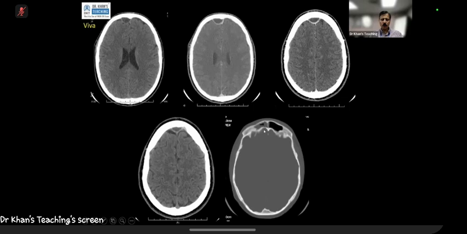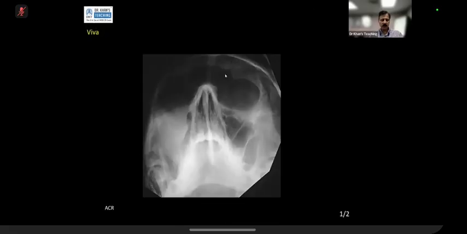There might be some bone dehiscence. In this particular case, there was no dehiscence, but even then, there can be an epidural abscess. So this is a classical case which is for the exam. Now, candidate one, over to you.